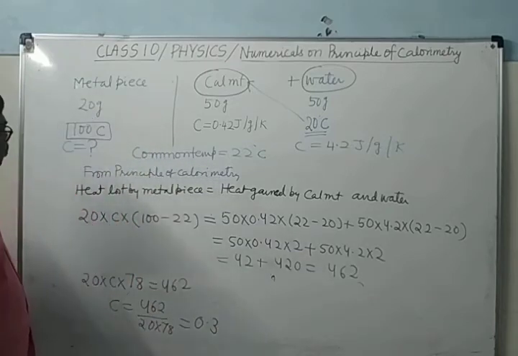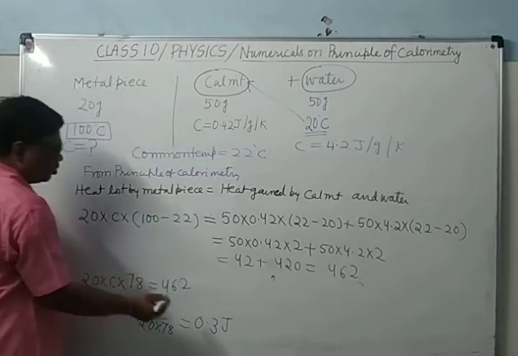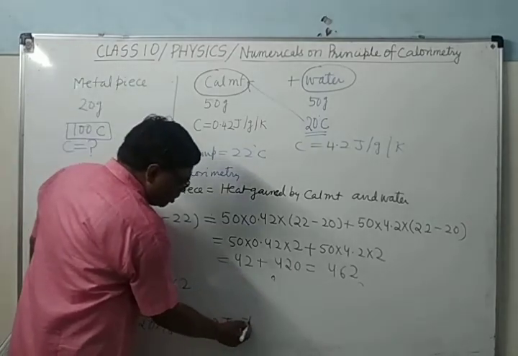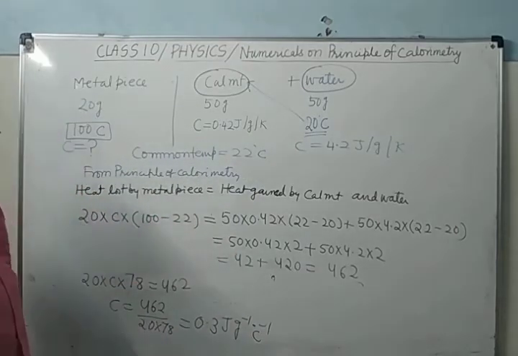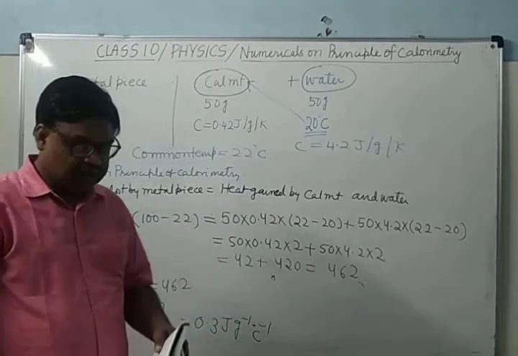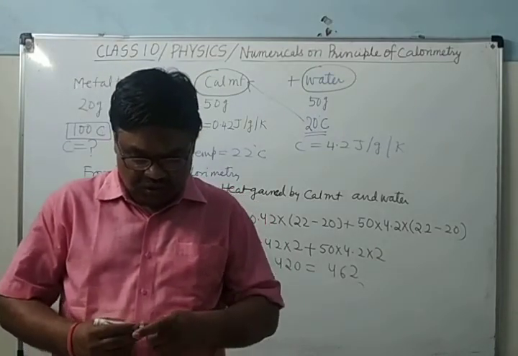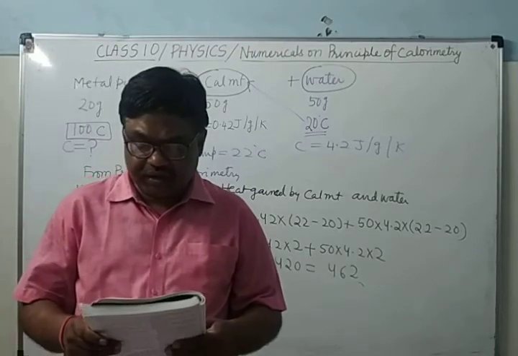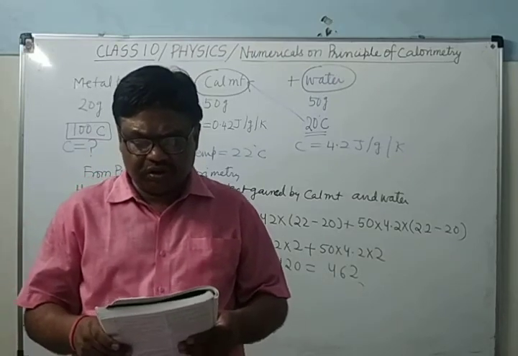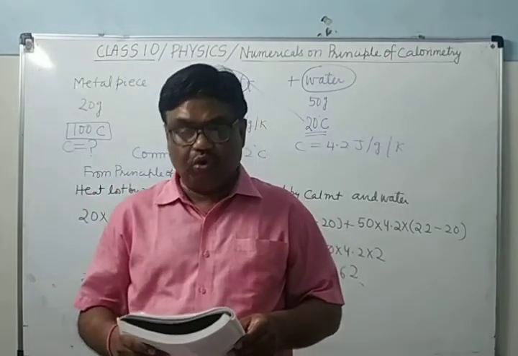Now what will be the unit? Joule. Mass you have taken in grams, so per gram, per degree Celsius or per Kelvin, anything you can write. It's clear? Now you see one more question, though I have explained all the types of questions. So now the remaining questions you can do on your own.